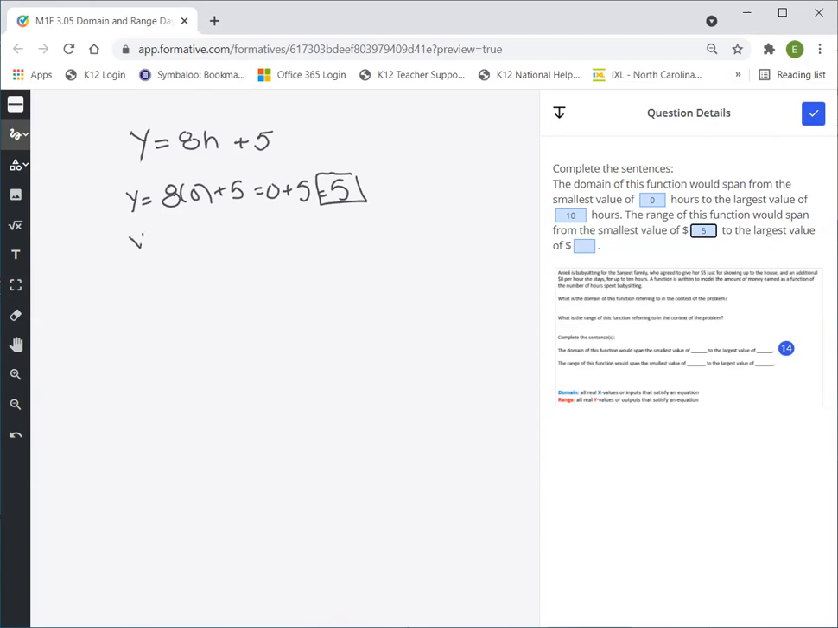And then if she works her maximum amount, that'd be 8 times 10, because that's the maximum amount of hours she can work, plus 5. So 8 times 10 would be 80, plus 5 would give you $85, the maximum amount of money she can make.